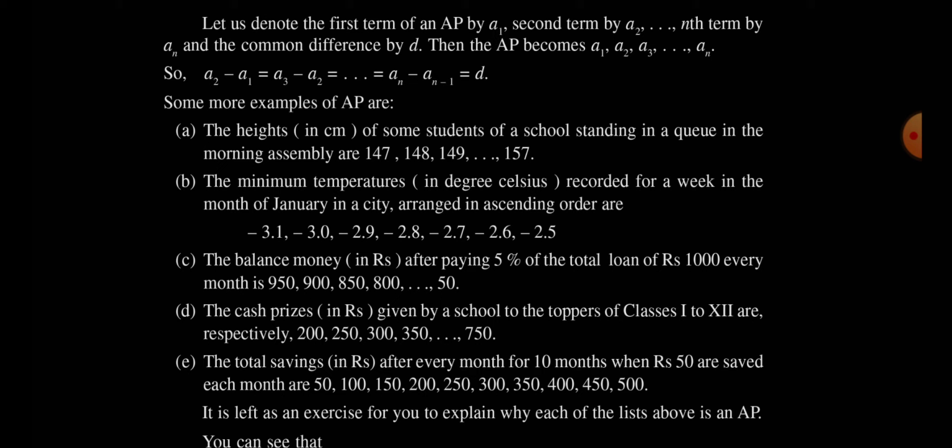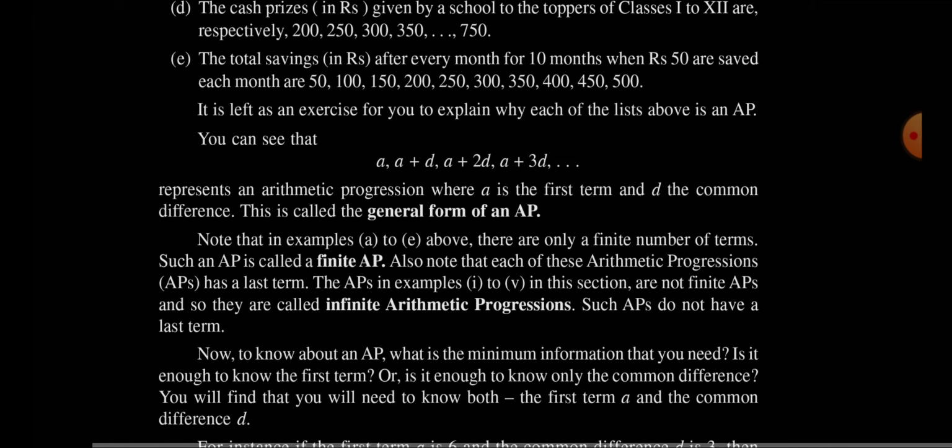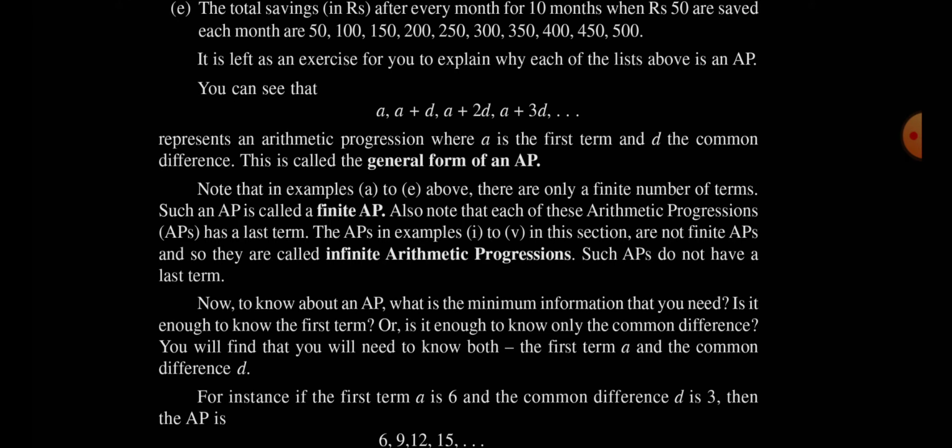The total savings after every month of 10 months, when Rs 50 are saved each month, are 50, 100, 150, 200, 250, 300, 350, 400, 450 and 500. It is left as an exercise for you to explain why each of these lists above is an AP.